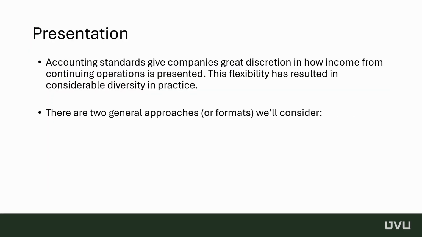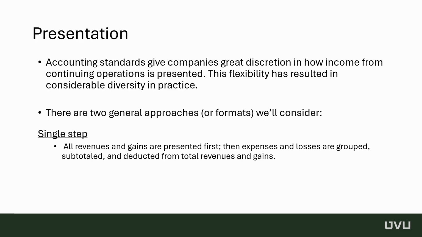Now let's talk about presentation. The codification actually gives companies considerable discretion in how they present income from continuing operations. That means that income statements do not all look exactly the same. Even so, we're going to consider two general formats that we often discuss: the single-step income statement and a multi-step income statement. The single step is relatively simple. It presents revenues and gains first, then it groups expenses and losses together. The company then subtracts total expenses and losses from total revenue and gains to arrive at net income.